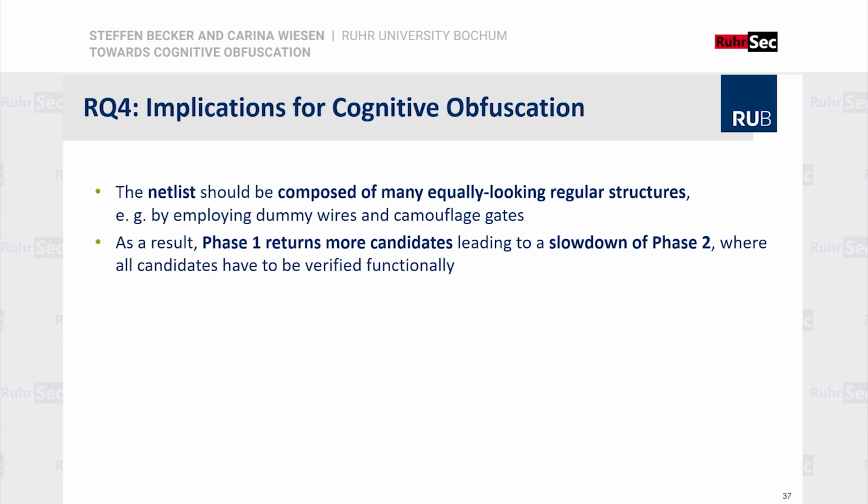With respect to our fourth research question, which aims to derive first hypotheses for cognitive obfuscation, one of our suggestions is to compose netlists where obfuscated components are hidden in one or several of many equally looking regular structures. In order to create those structures, obfuscation primitives such as dummy wires and camouflaged gates can be used. This would result in a larger set of candidates returned as a result from phase 1, therefore significantly slowing down phase 2, where all those candidates have to be inspected in detail.